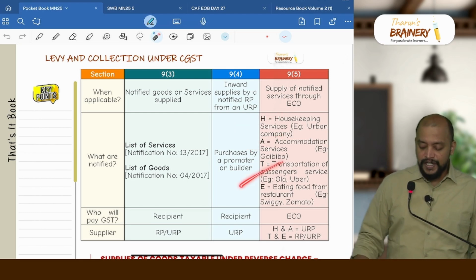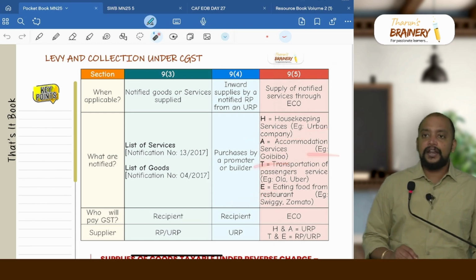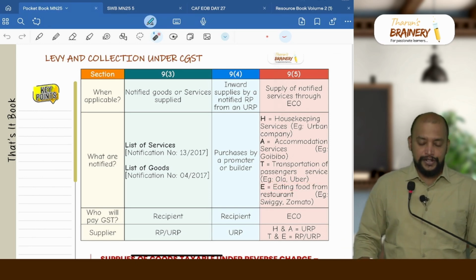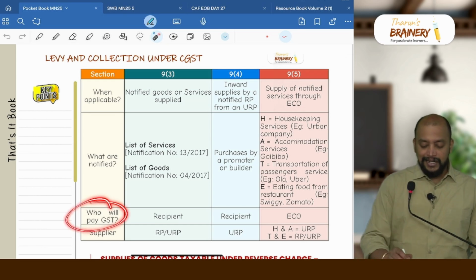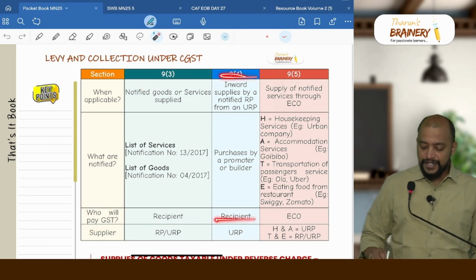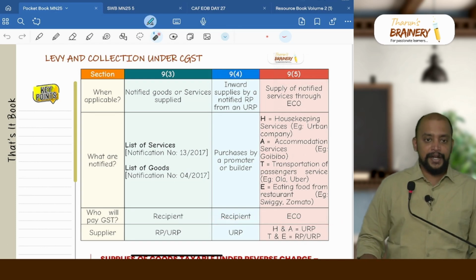Then 9(5) is about 4 notified services, that is HATE: H for housekeeping services, A for accommodation services, T for transportation of passengers, E for eating food from restaurants. So housekeeping, example Urban Company; accommodation, Goibibo, OYO, etc.; transportation, Ola, Uber; eating food from restaurants, Swiggy or Zomato. Then who will pay GST? For 9(3) the liability to pay GST is on the recipient, 9(4) also the recipient, 9(5) the e-commerce operator will pay.